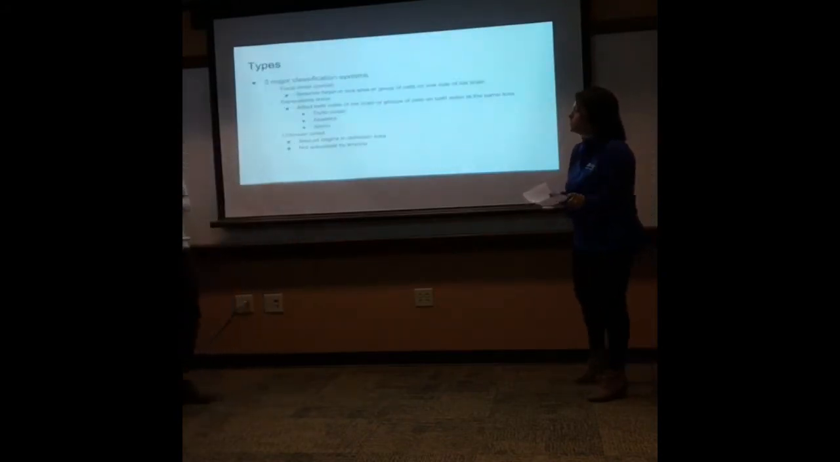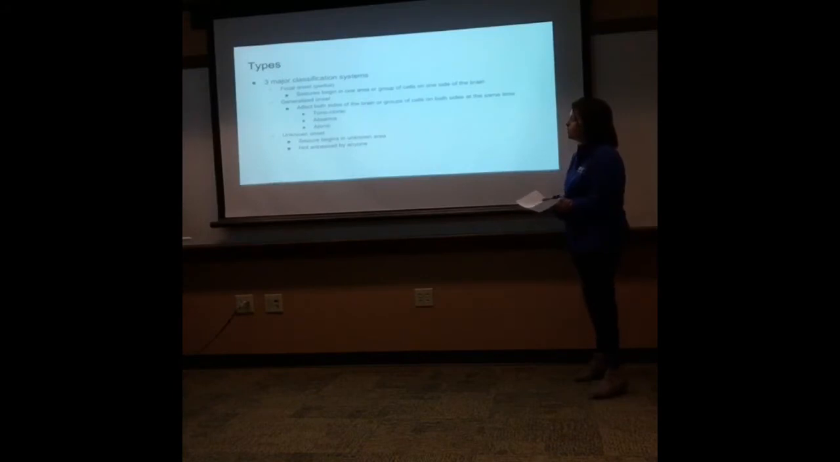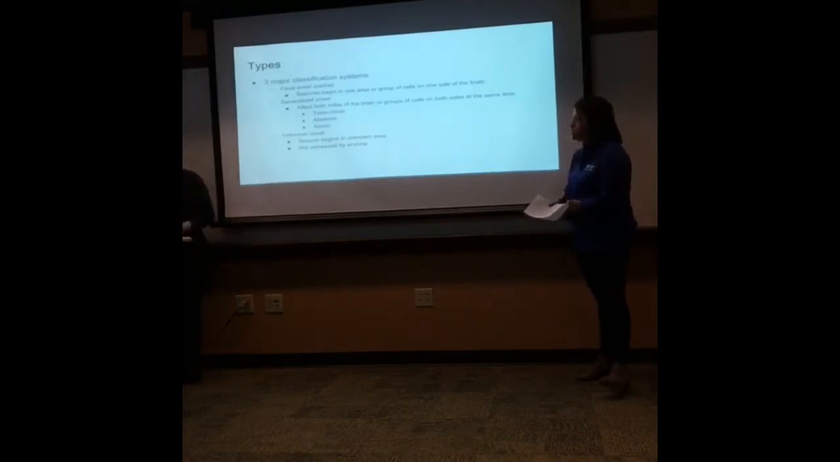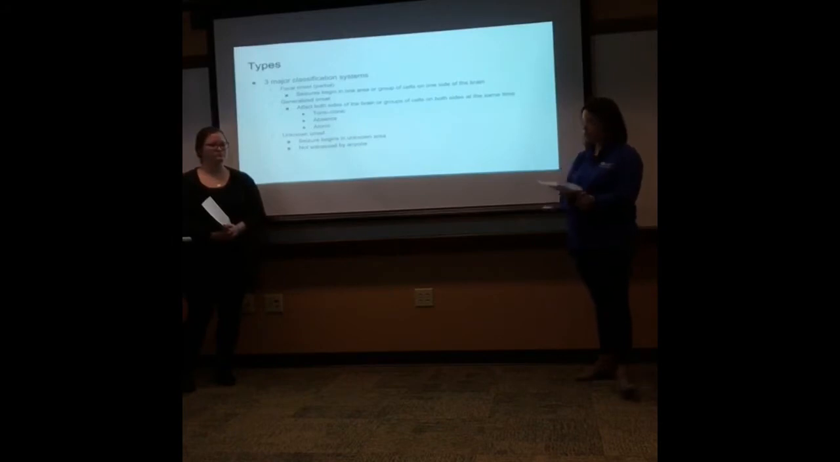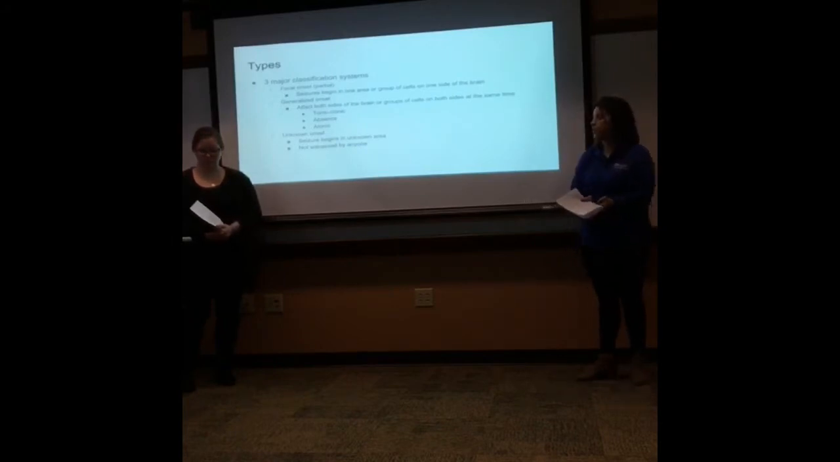I'm going to discuss some different types of seizures that can occur. So there's 3 major classification systems of seizures. They are the focal onset, a generalized onset, and an unknown onset. So the focal onset, that just means that seizures begin in one area of the brain or a group of cells on one side of the brain.